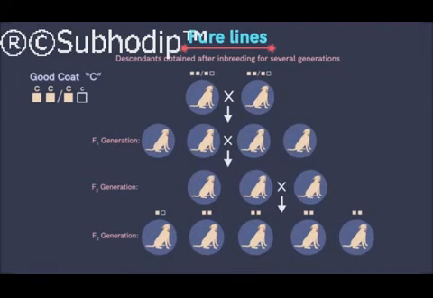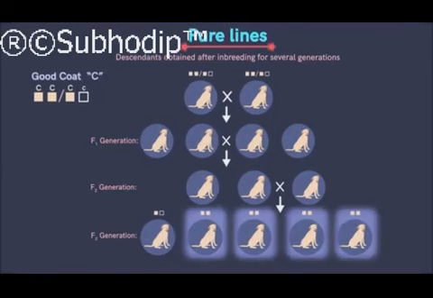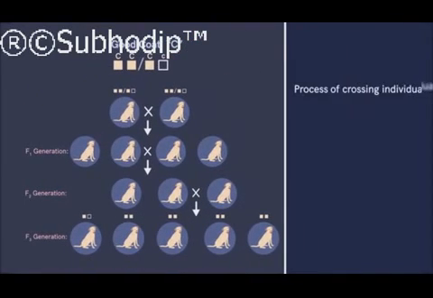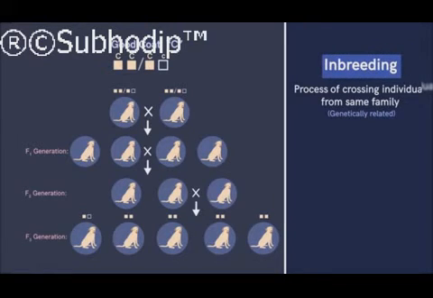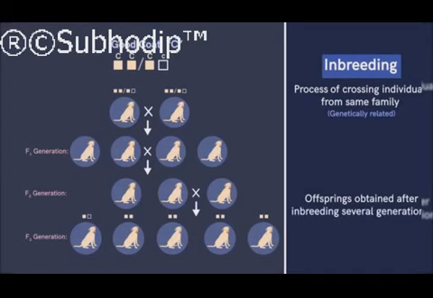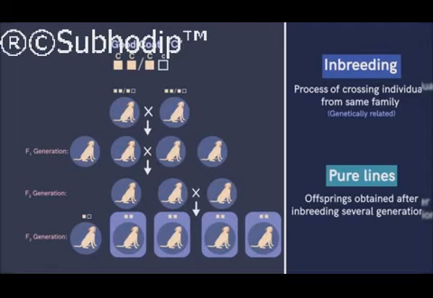But notice something interesting. As we keep crossing the individuals in the same family, the chances of obtaining the homozygous form is enhanced. This process of crossing individuals from the same family is called inbreeding. And offsprings obtained after inbreeding several generations are called pure lines. One of the advantages of using pure lines while beginning the experiment is to have an assurance that the organism is homozygous even for the dominant trait.